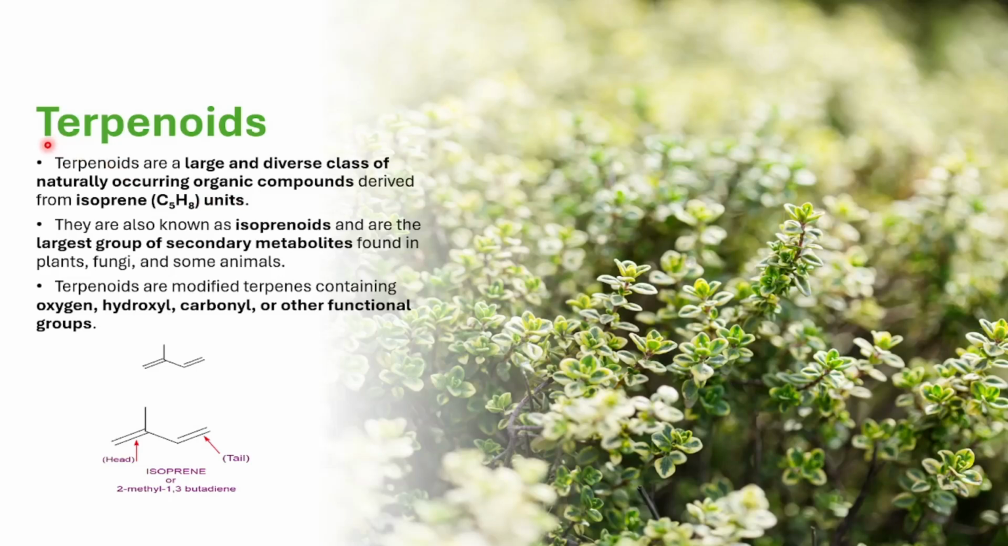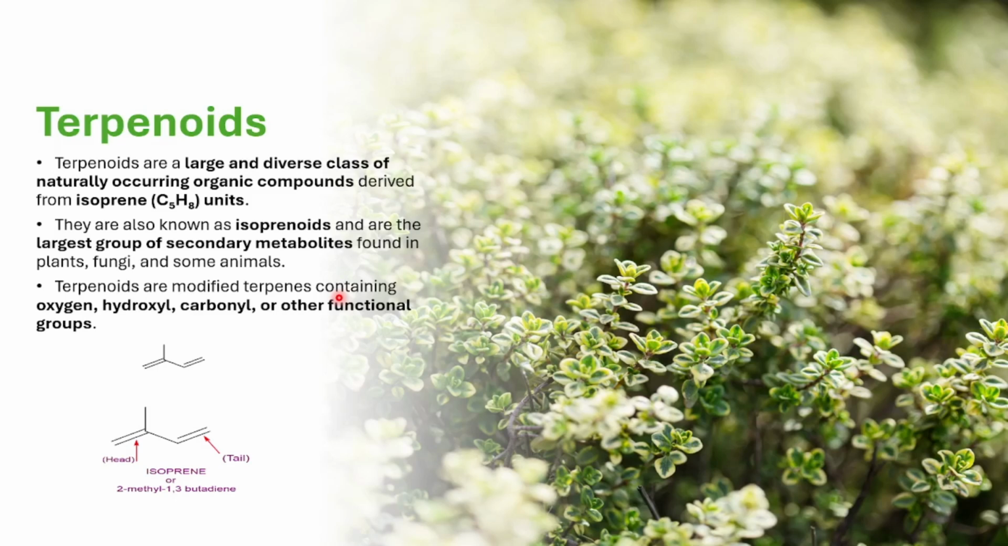Today we will talk about terpenoids. Terpenoids are a large and diverse class of naturally occurring organic compounds. They are derived from isoprene units, that is C5H8. They are also known as isoprenoids and are the largest group of secondary metabolites found in plants, fungi, and some animals. These are the secondary metabolites.